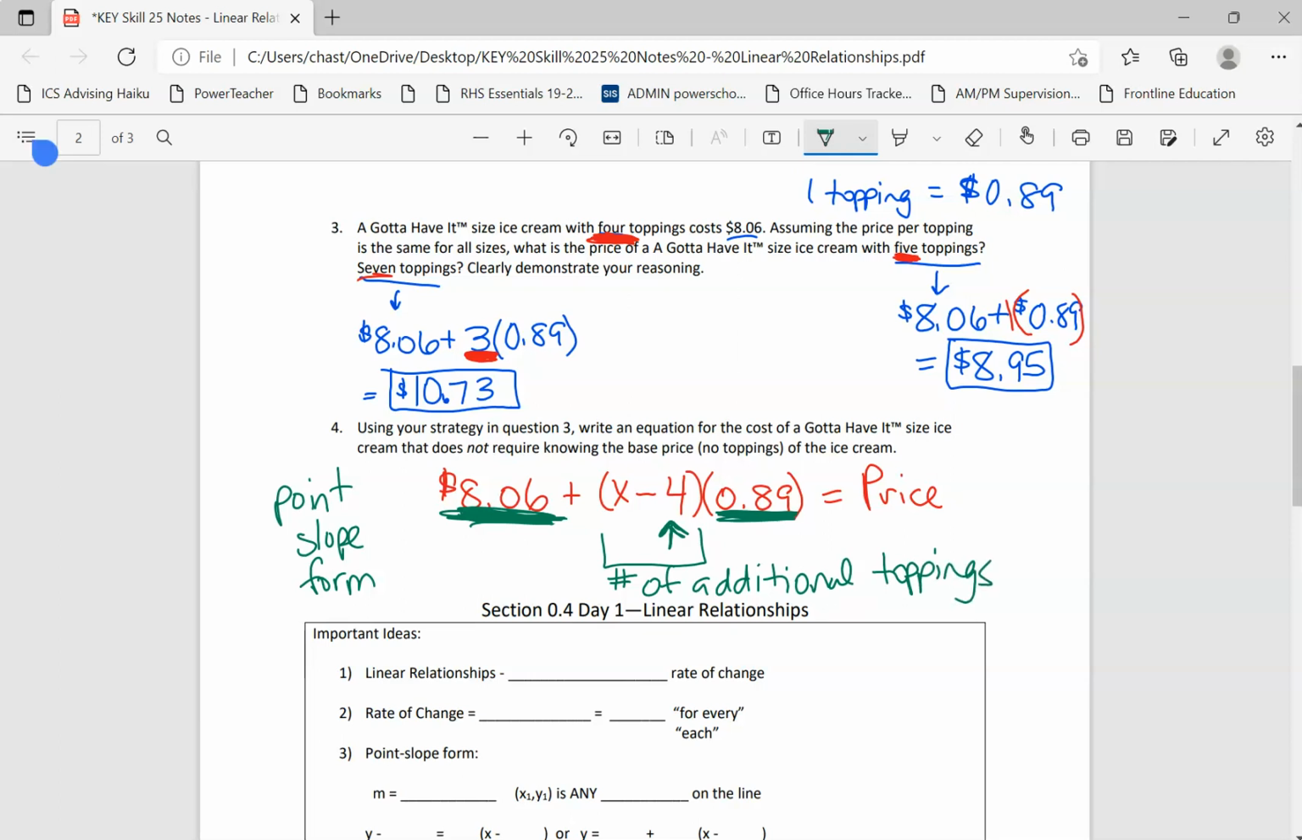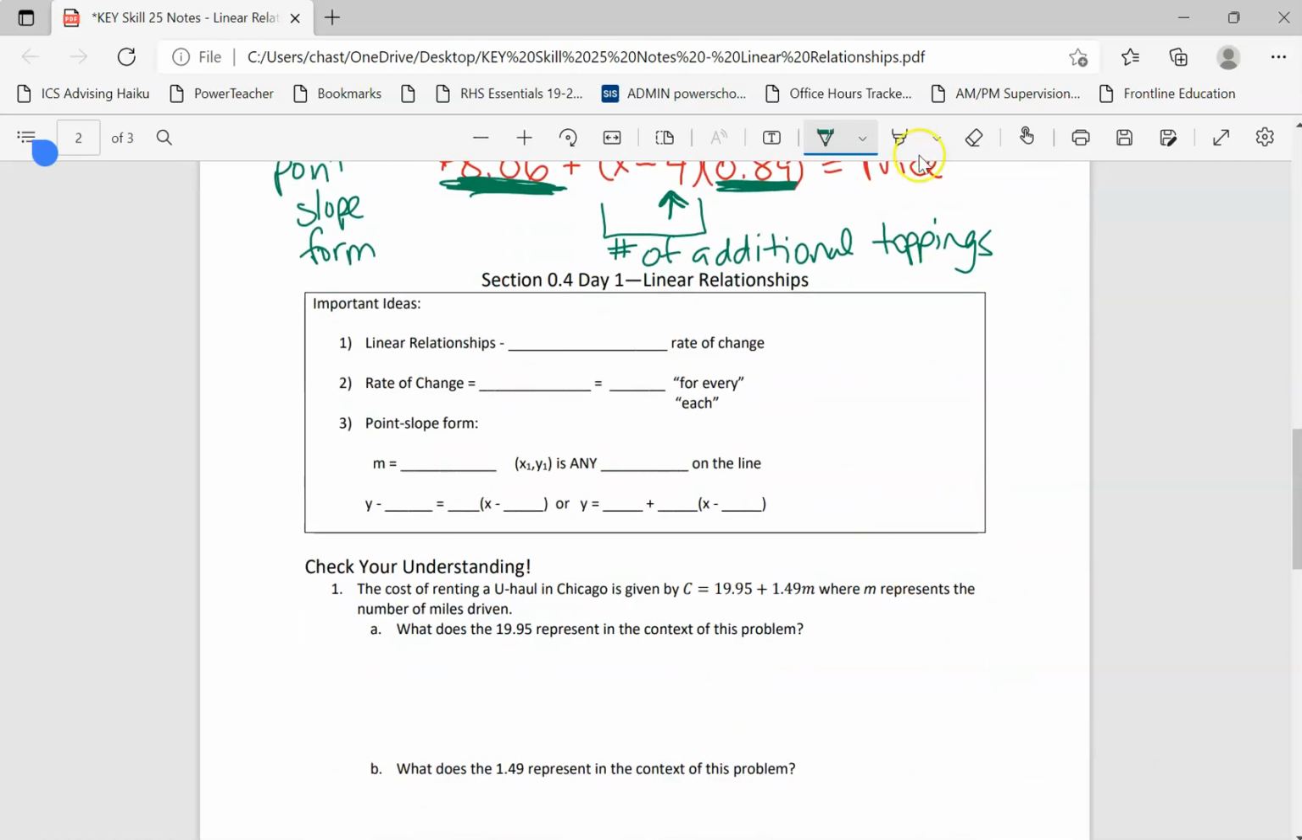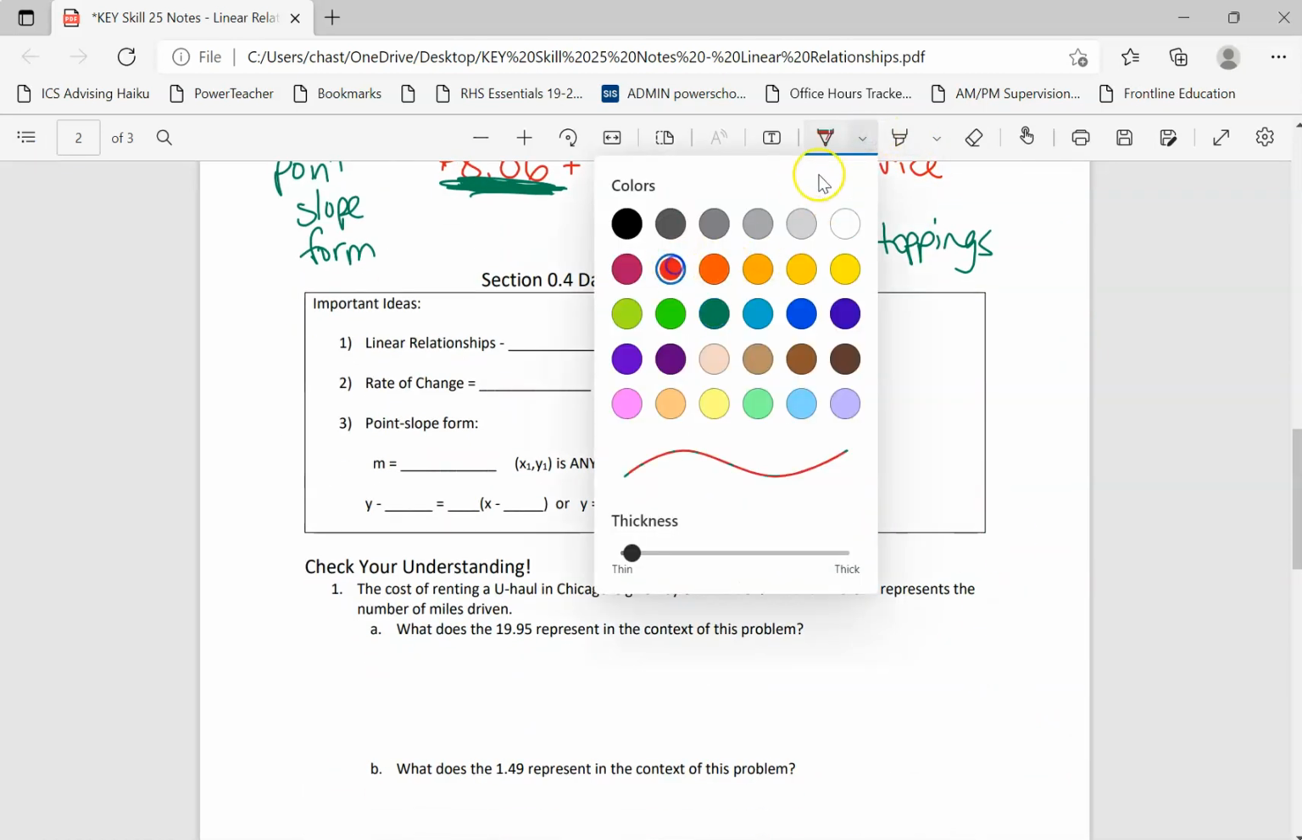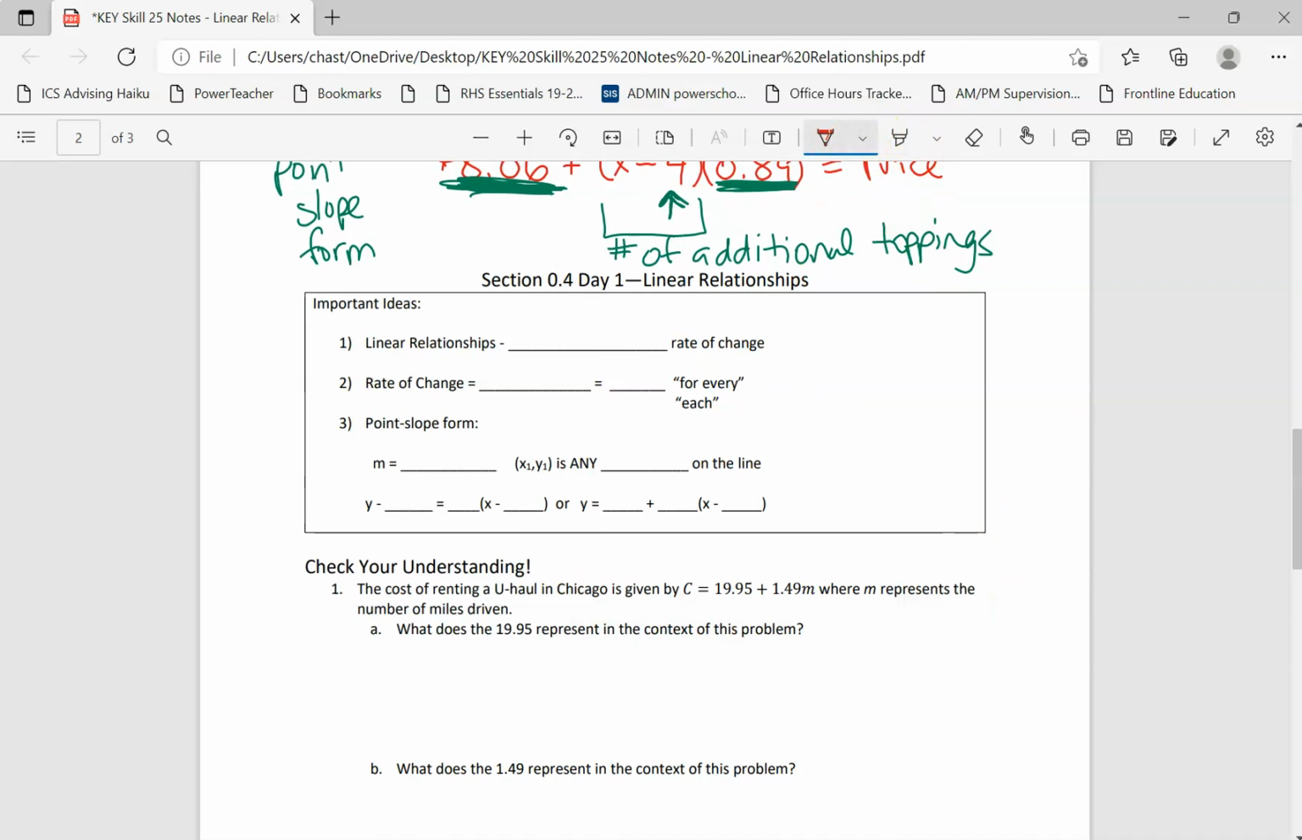Okay. All right, so now that we've explored that, let's put these ideas into some important pieces here. The first thing you need to know is that linear relationships have a constant rate of change. That's also known as a slope. Well, I'm defining that in the next line, so we'll write that there. Rate of change is slope, which is the same as the change in y divided by the change of x.